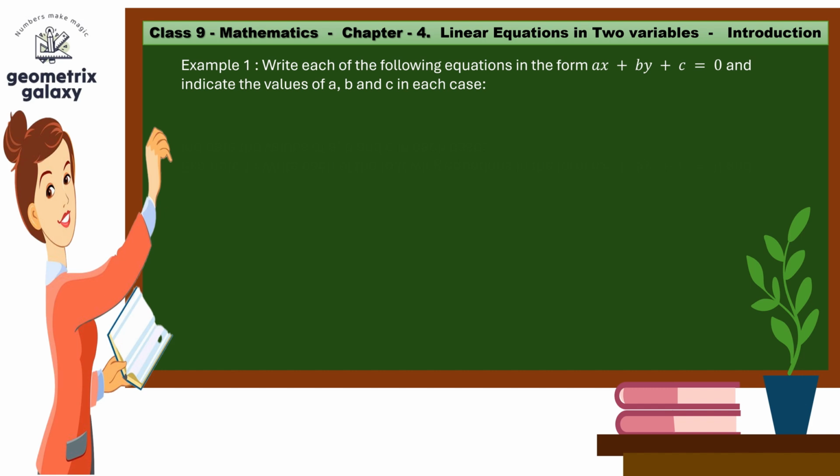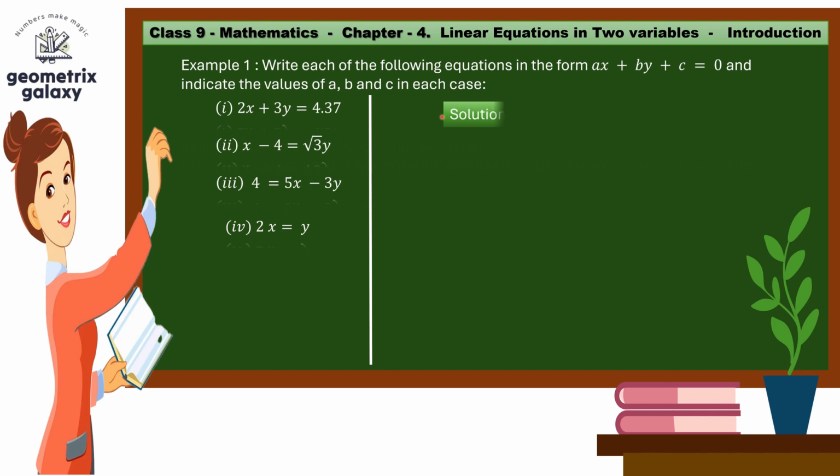It's a very interesting question, students. Here we have 4 subdivisions. Let us solve one by one. The first subdivision is 2x plus 3y is equal to 4.37. This you can rewrite as 2x plus 3y minus 4.37, which is equal to 0.